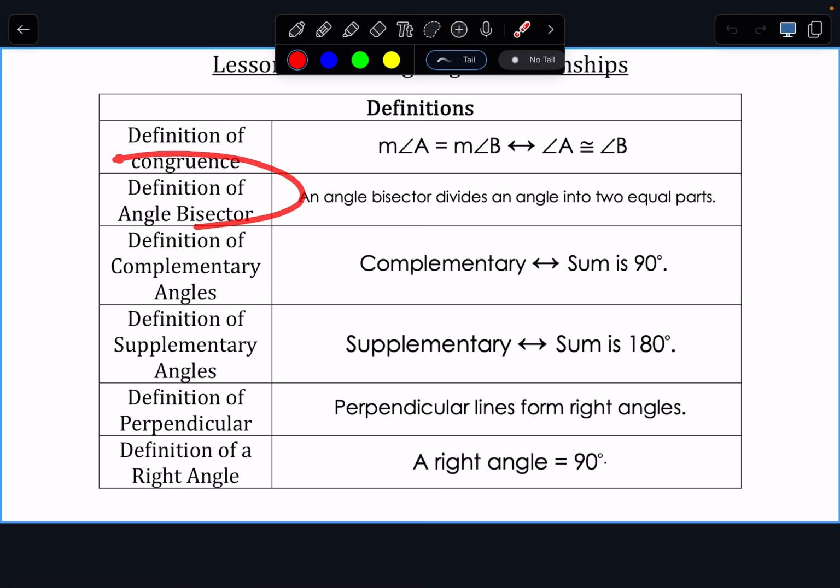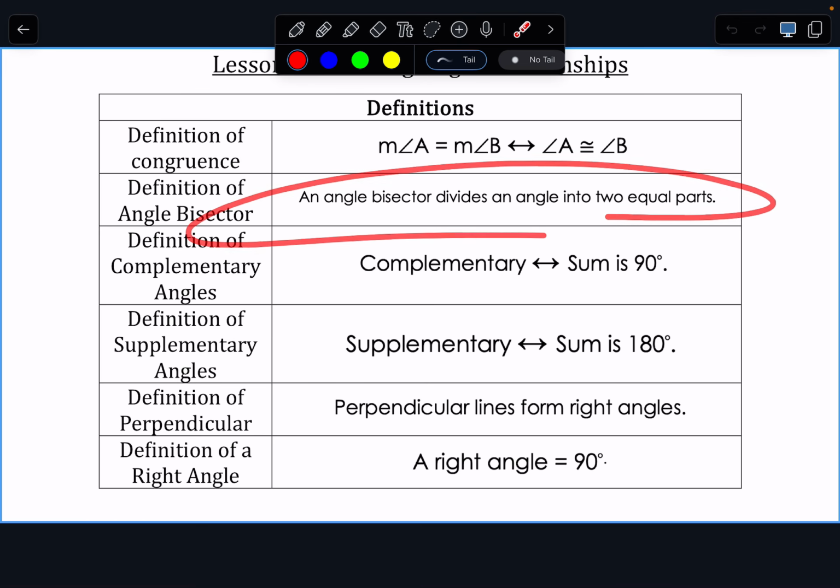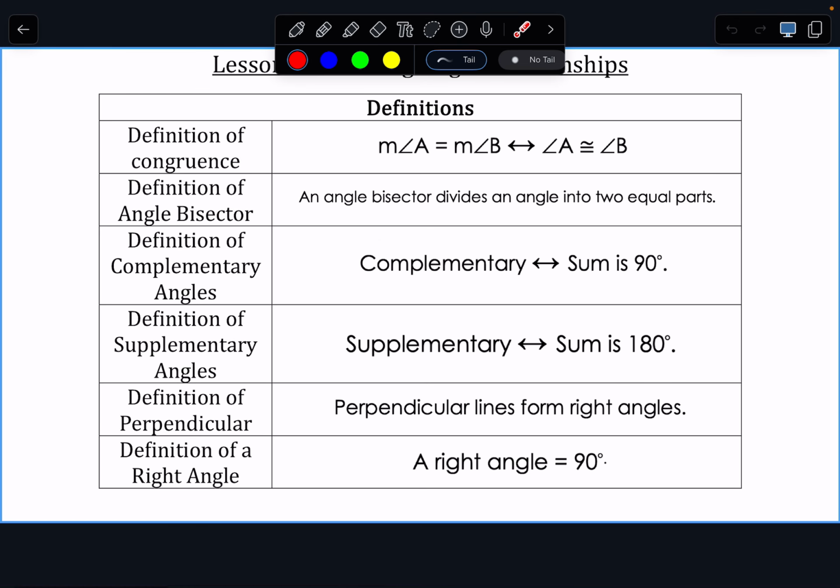We know that an angle bisector is going to split an angle into two equal parts. So similar to how we would use a midpoint, we have angle bisector. We know that two complementary angles add to 90 and two supplementary angles add to 180. We know that perpendicular means we have a right angle, and we know that a right angle means 90 degrees.